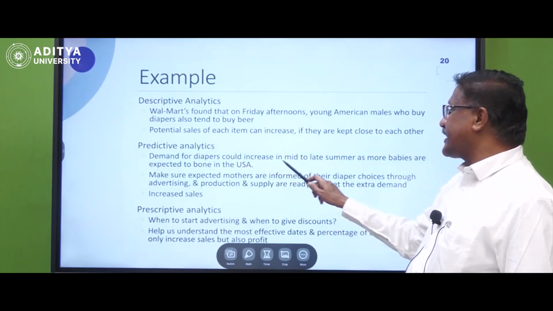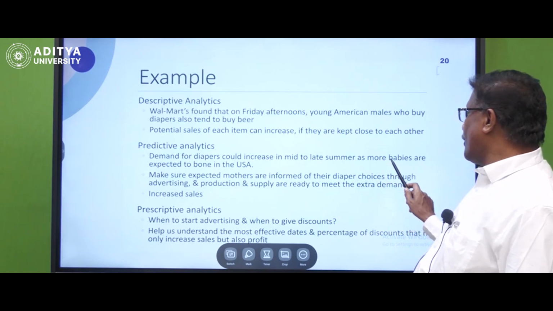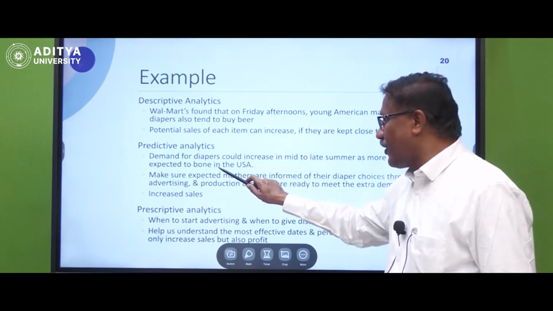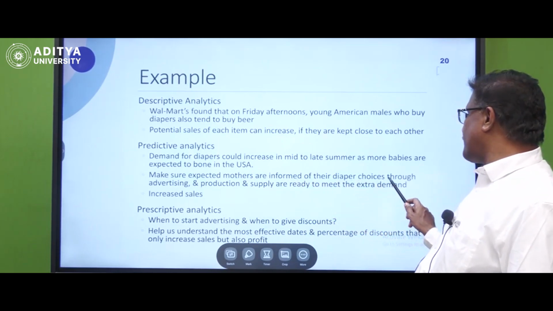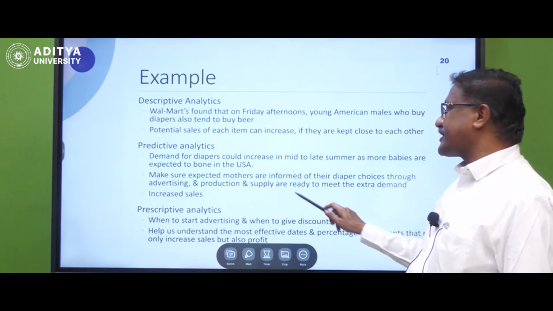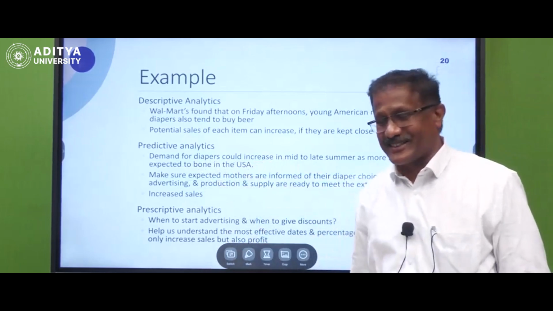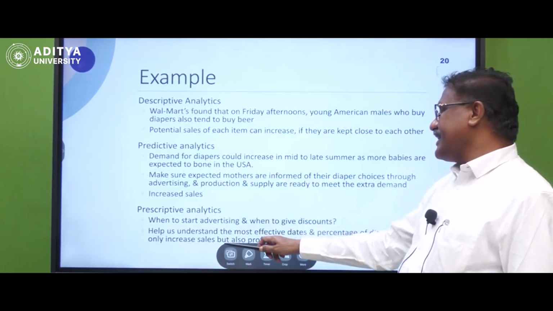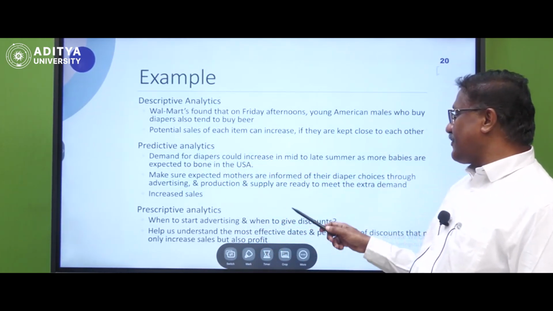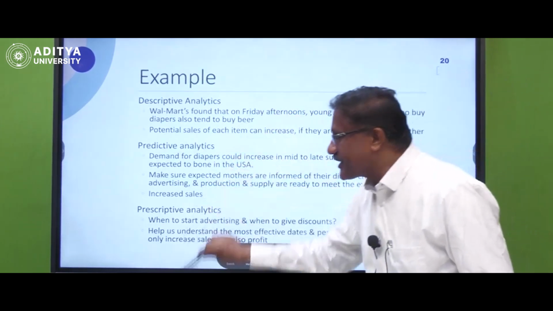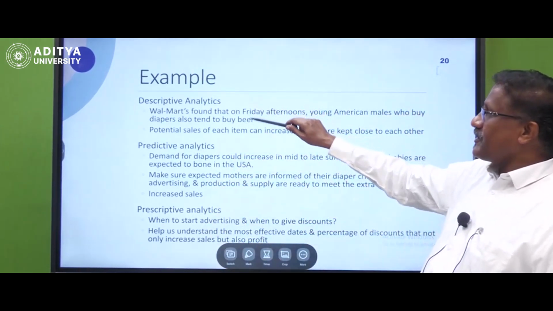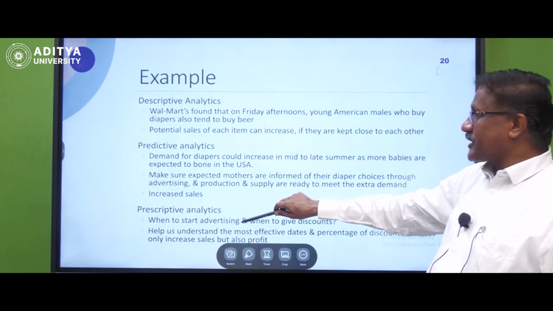Demand for diapers could increase in mid-to-late summer, as more babies are expected to be born in the USA. Make more expectant mothers informed about their diaper choices through advertisement production. That is called predictive analytics. In the same way, when to start advertising and when to give the discount, all those things come under prescriptive analytics: descriptive, predictive, prescriptive.